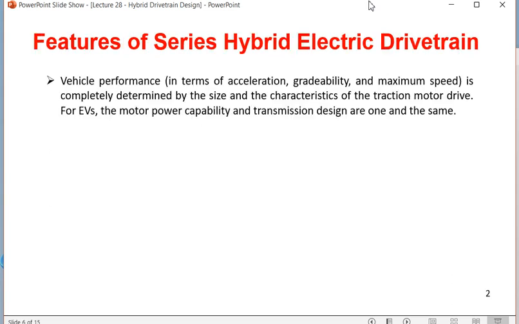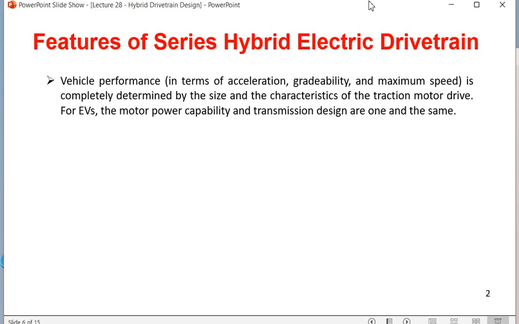Features of series HEV. The vehicle performance in terms of acceleration, gradability, and maximum speed is completely determined by the size and characteristic of the traction motor drive. So designing of the electrical motor in case of a series hybrid electric drivetrain is a very important part of it. And we know what is meant by drivetrain. In case of series hybrid, there are two powertrains. The first one is driven by the engine generator, the second one is driven by the battery, and together, whenever we are adding these two powertrains, we are getting the hybrid electric drivetrain.